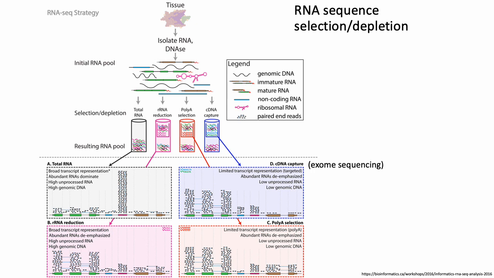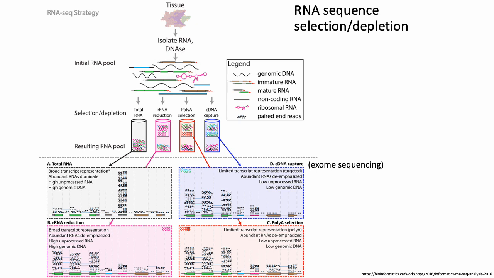So the final selection strategy is called cDNA capture. And the idea here is that you're capturing RNA from very specific targeted regions across the genome by, for example, designing arrays that have complementary probes to specific exons of protein coding genes, which will then capture RNA from those regions that you can then pull down and sequence.